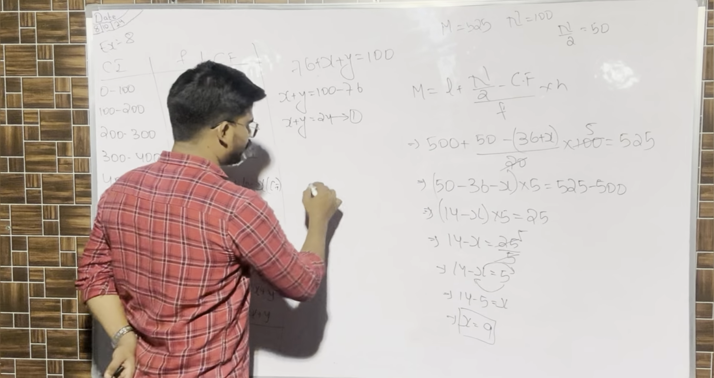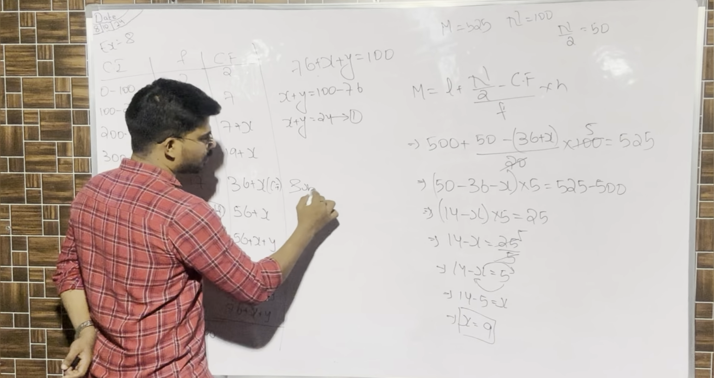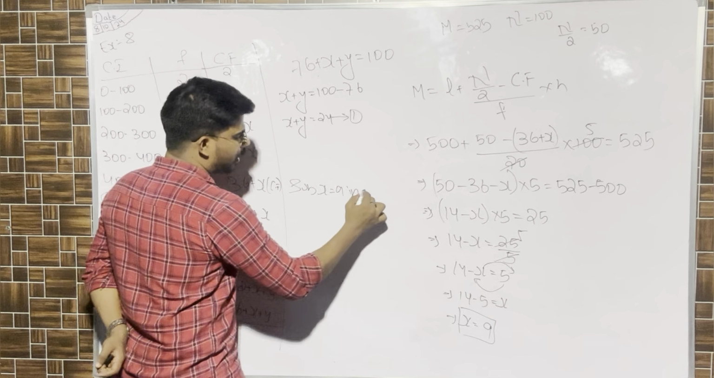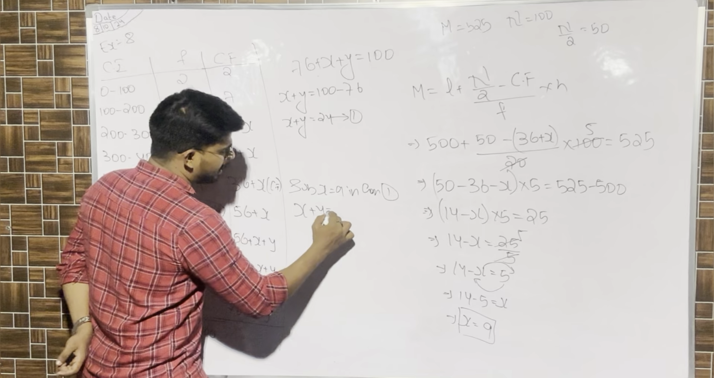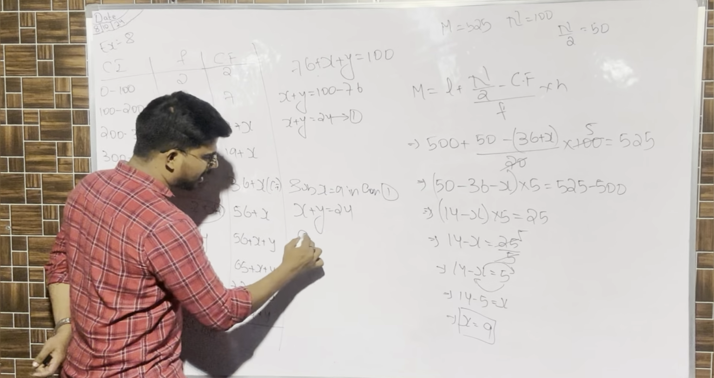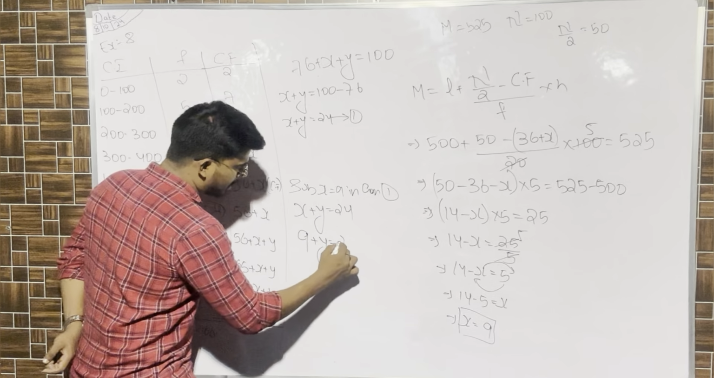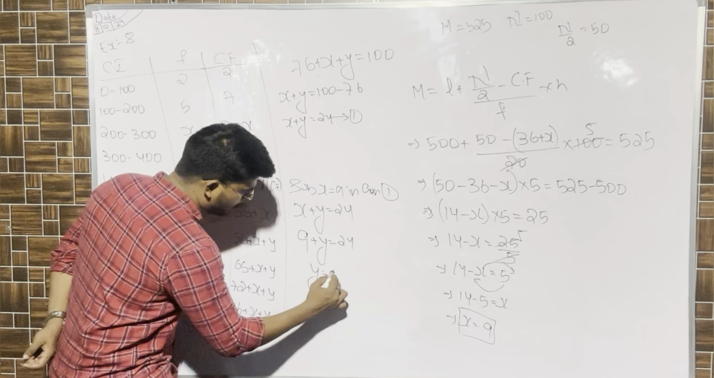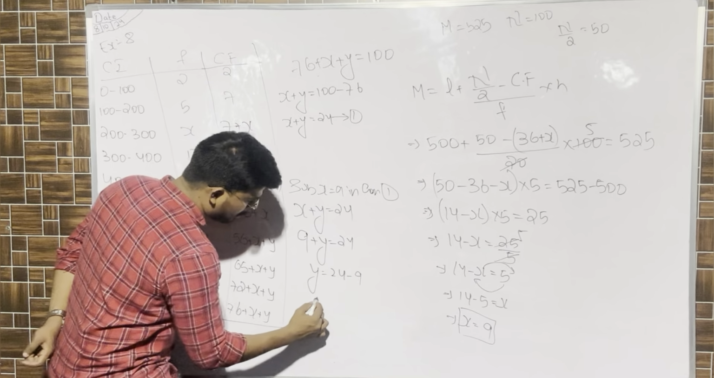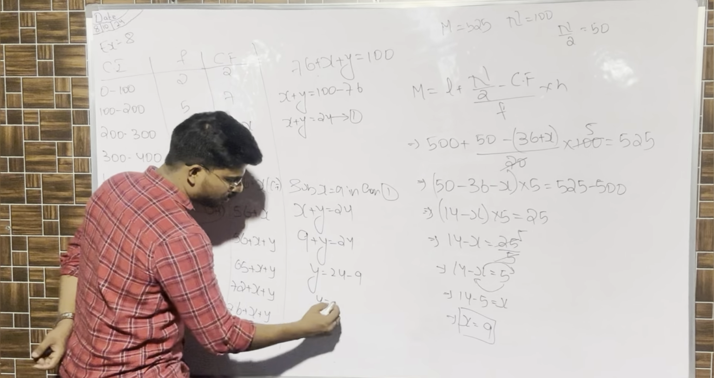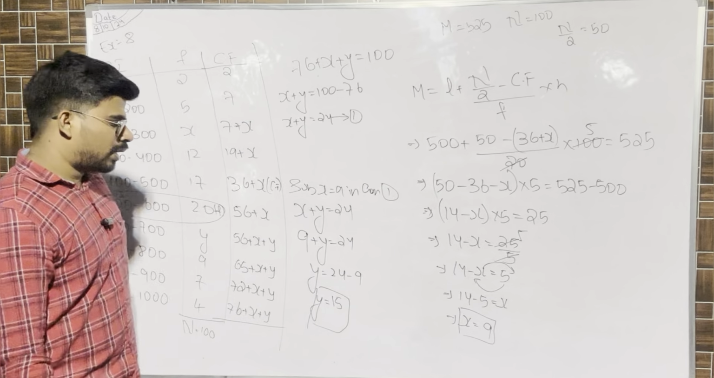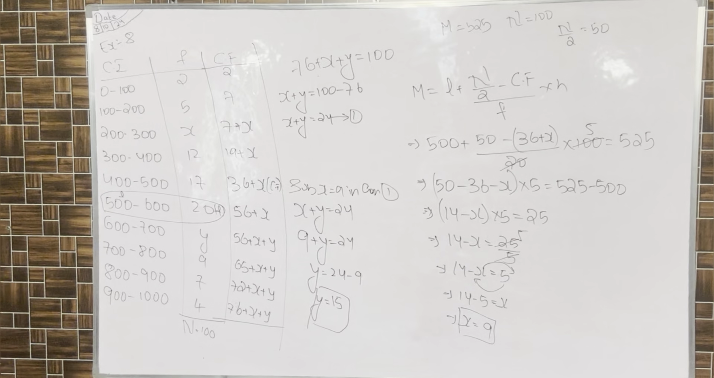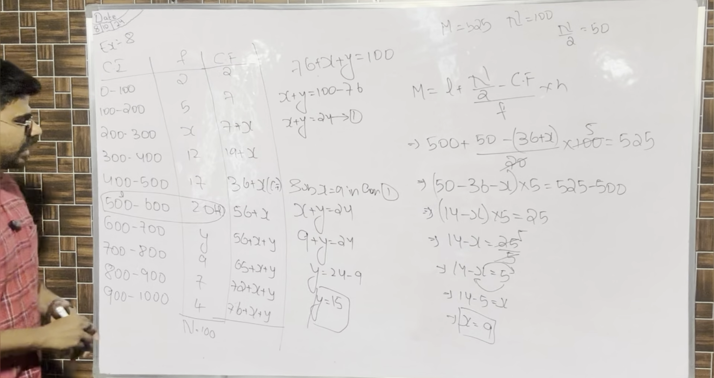Substitute X is equal to 9 in equation 1. Equation 1 is X plus Y is equal to 24. X is 9. 9 plus Y is equal to 24. Y is equal to 24 minus 9. Y is 15. X is 9. Clear? X plus Y is equal to 24.